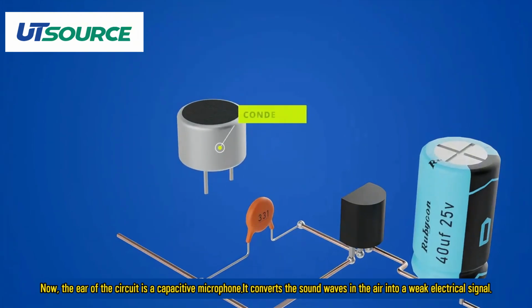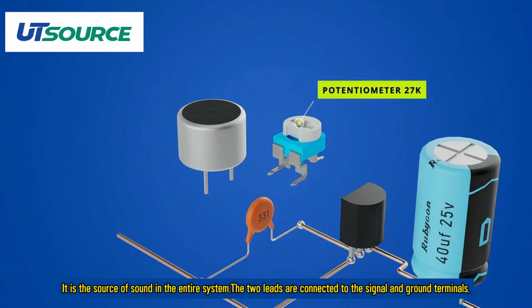Now, the ear of the circuit is a capacitive microphone. It converts the sound waves in the air into a weak electrical signal. It is the source of sound in the entire system. The two leads are connected to the signal and ground terminals.